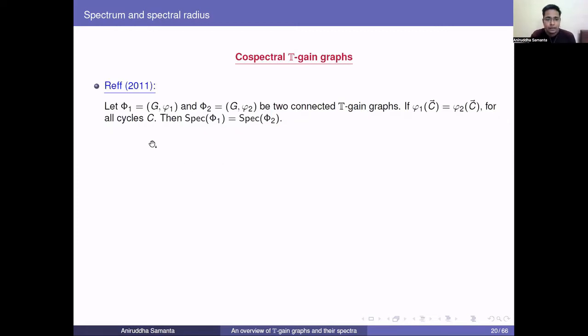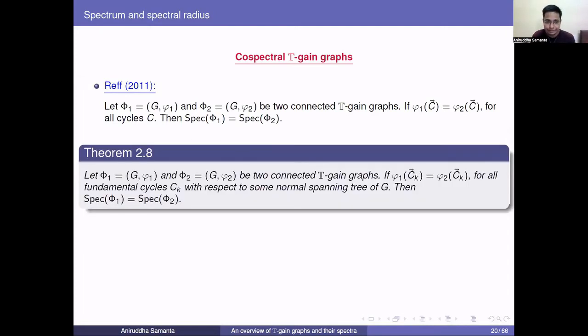Well, now Reff in 2011 proved that, let phi 1 and phi 2 be two connected T-gain graphs. Then if phi 1 and phi 2 preserve their gain over all cycles C, it's guaranteed that they have the same spectrum. Now, there is no need to consider all cycles of a graph. If we consider a certain number of cycles, that guarantees that they have the same spectrum. So our next result is about that.